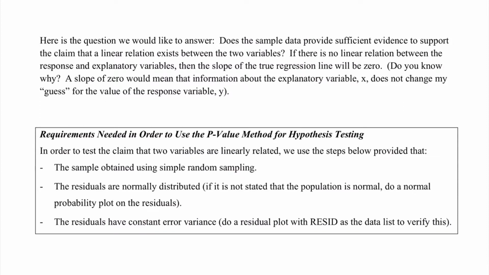We want to test that two variables are related in a linear manner, but first our requirements need to be met, where the sample needs to be obtained using simple random sampling. The residuals need to be normally distributed. If it's not stated that the population is normal, we need to do a normal probability plot on the residuals, and that's going to be a new part for us. And finally, the residuals need to have constant error variance, where we will do a residual plot to verify this.